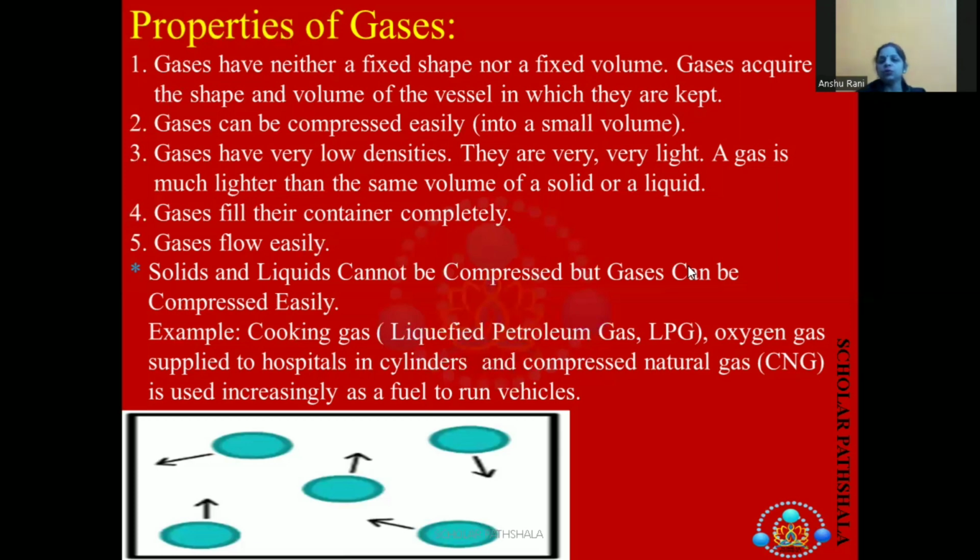And we are using most of the gases in the form of compressed gas. Means you have to compress it in the cylinder and then we use it. Like in cooking gas, we are using liquefied petroleum gas, that is LPG. Oxygen gas is supplied to hospitals in the form of liquid gas. Then compressed natural gas, CNG, we use to run vehicles. Major component of CNG is methane and major component of LPG is butane. These gases have to be compressed so that we can keep them in a lesser place.